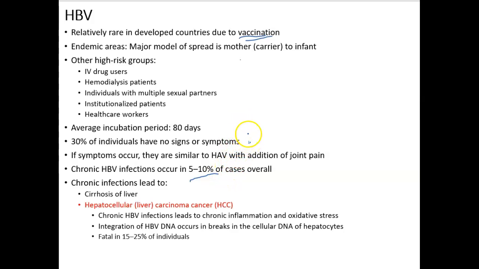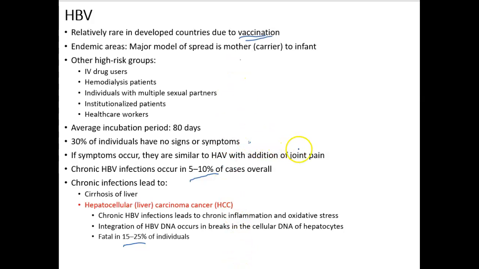So if you do get infection, it might be asymptomatic, or you might have an acute infection. The acute infection is pretty similar to hepatitis A, but you also have joint pain. And then some of those patients will go on to develop chronic infection that can lead to scarring of the liver, cirrhosis of the liver, and then chronic inflammation can lead to cancer. And if you go on to develop a chronic infection, it's fatal 15 to 25% of the time.